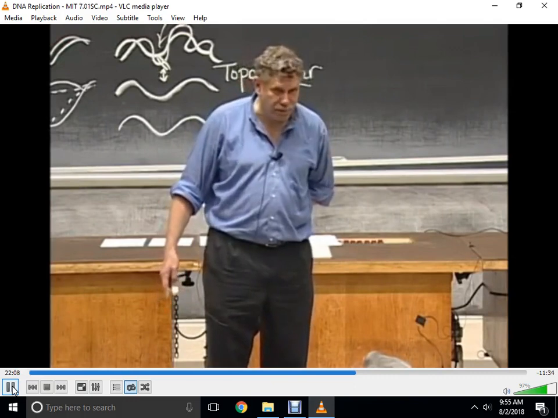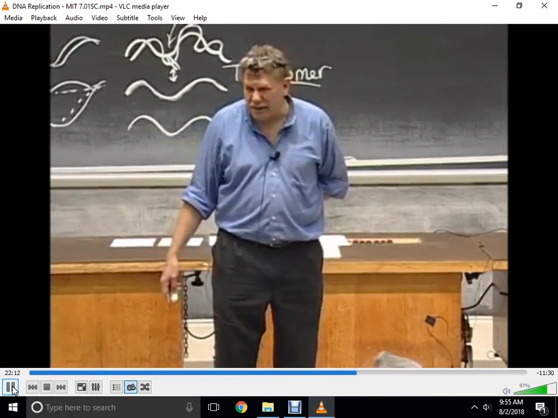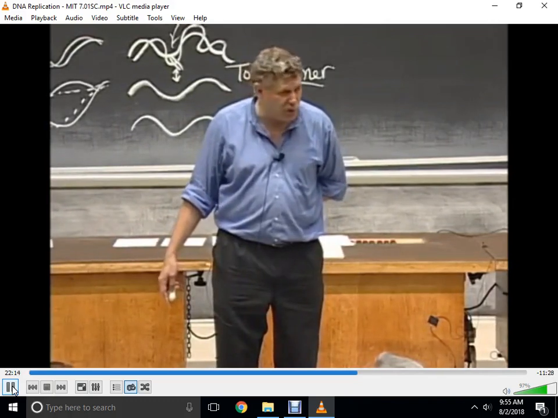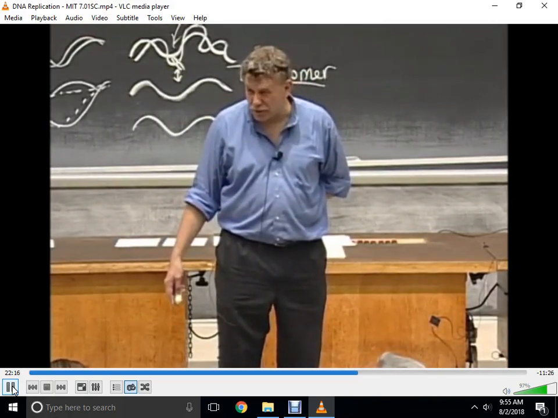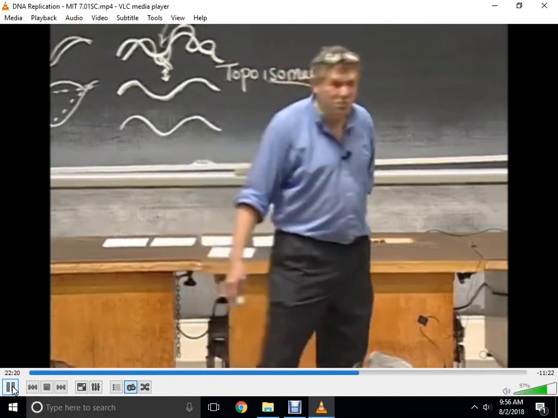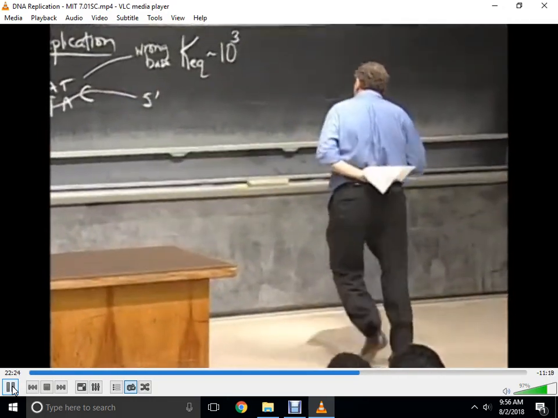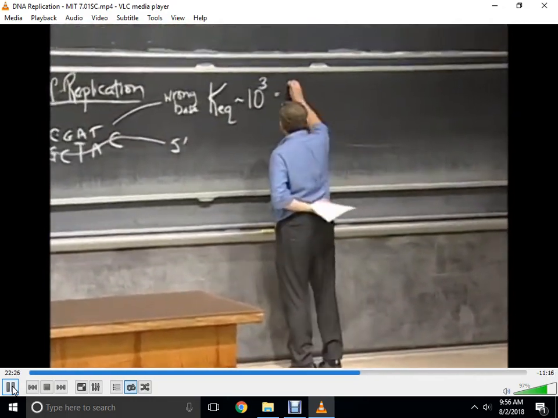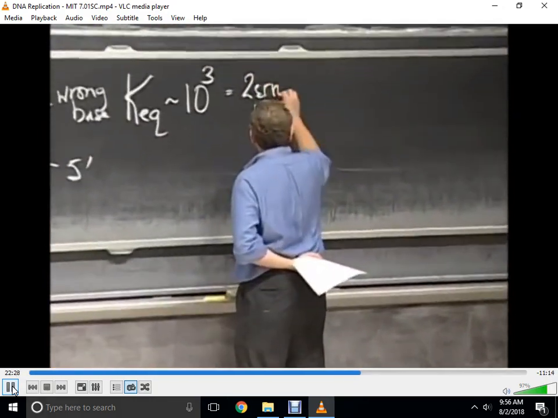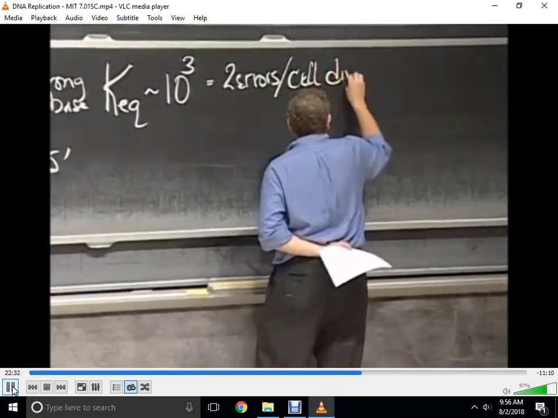2 errors per cell division. And you have a lot of cell divisions, so you're in a lot of trouble. So it turns out that quality control is needed.